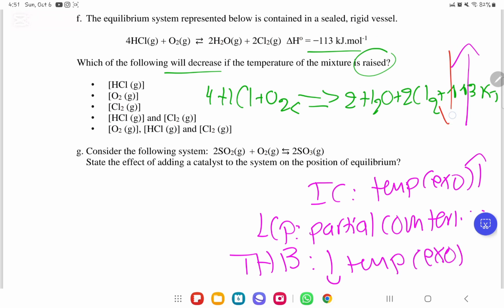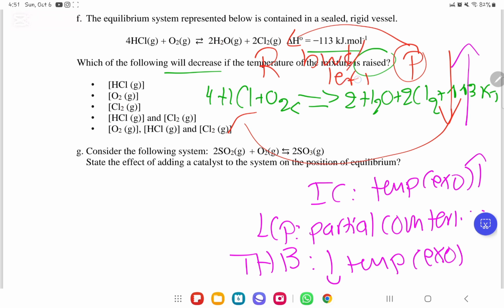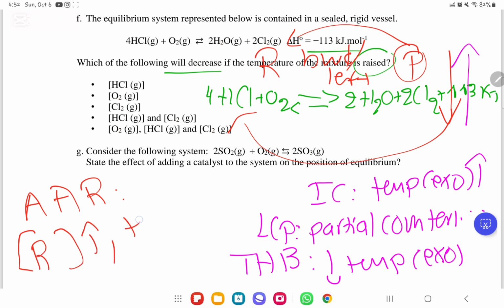So to decrease the temperature, it will have to give to the reactants. So now the products are giving to the reactants. So it is a backward or left shift. So as a result, because it is shifting from the products to the reactants, the concentration of reactants increases as well as their temperature. So they're telling us which of the following will decrease.